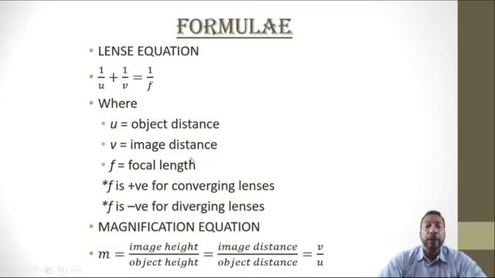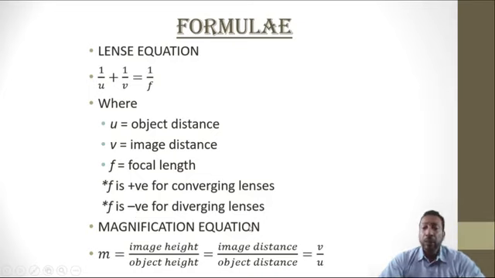Key thing to remember here when using this formula is that if it's a converging lens, then your f, the focal length, is a positive number. Key thing to remember is that real is positive and virtual is negative. So when you have a diverging lens, then your f is a negative number.